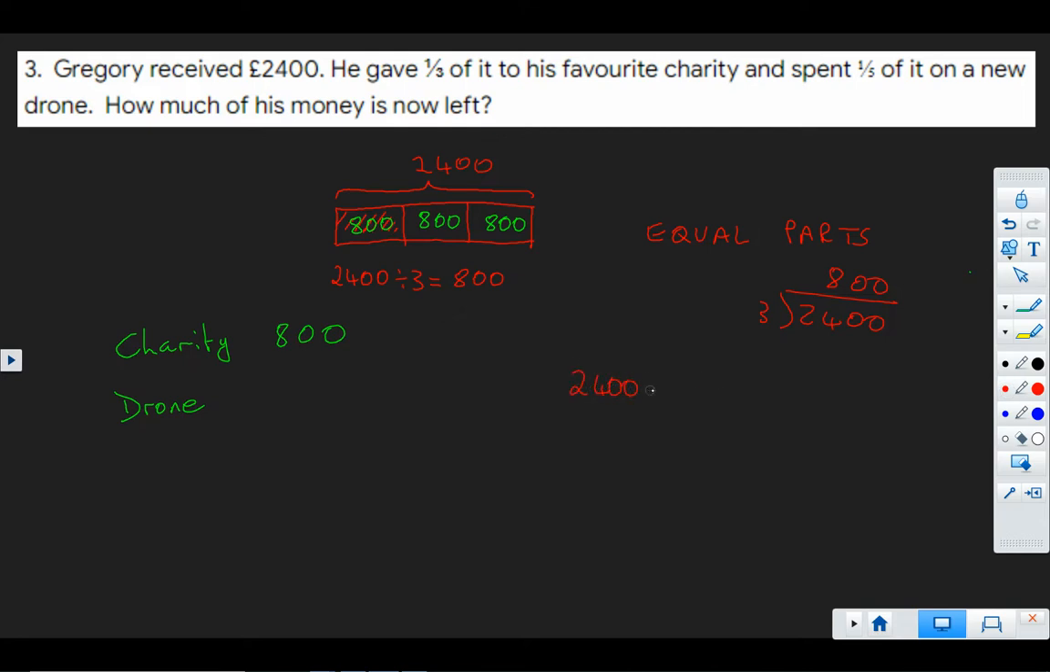into 5 parts, so it'll be 2,400 divided by 5. Let's do that calculation as well. How many 5s go into 2? How many 5s go into 24? 4 with a remainder 4. How many 5s go into 40 is 8.